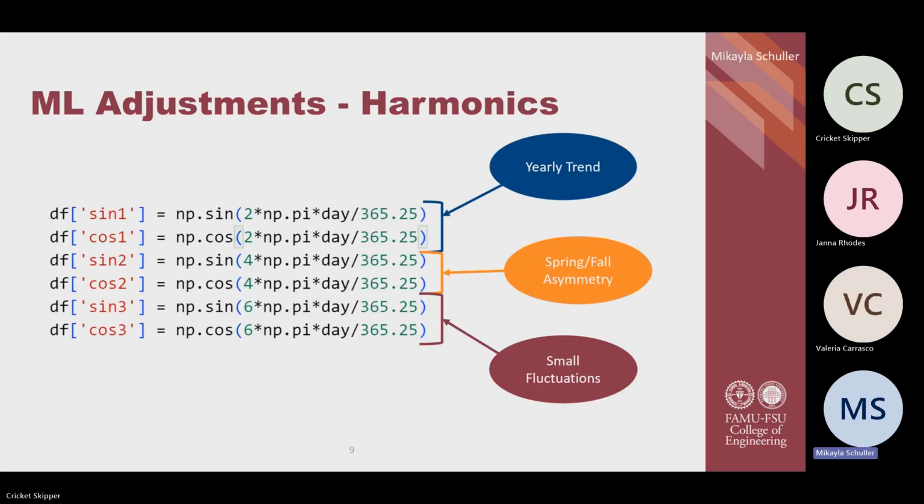Harmonics were then implemented to help provide the neural network with a better representation of time. It helps the model understand complex seasonal patterns, so the neural network doesn't need to learn the patterns from scratch. There are 3 different sine and cosine groups in the harmonic. The first captures the yearly trend, the second captures the fall spring asymmetry, and the third captures small fluctuations in the data. The day is divided by 365.25 to account for leap years.